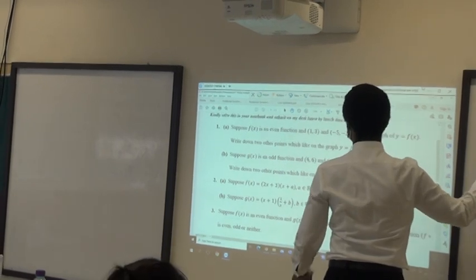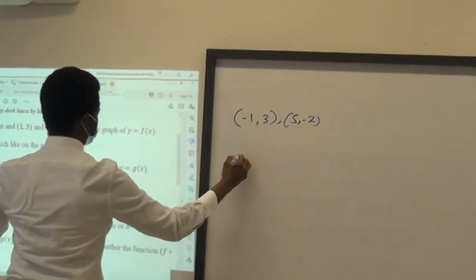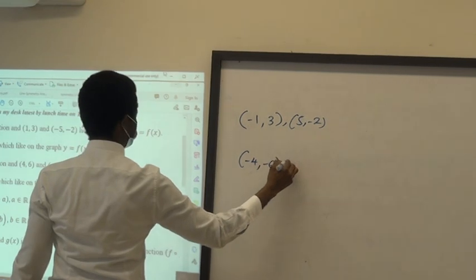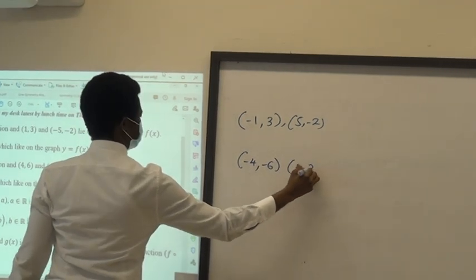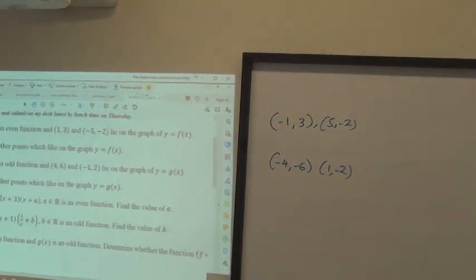-1, 3. For this one? 5. And for the second one? And the other? Okay. So most of you got this, but yeah, it wasn't that convincing.